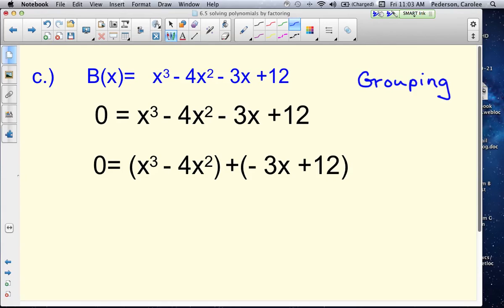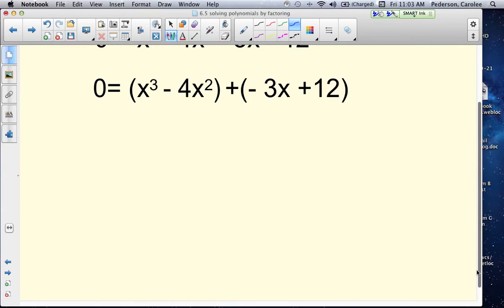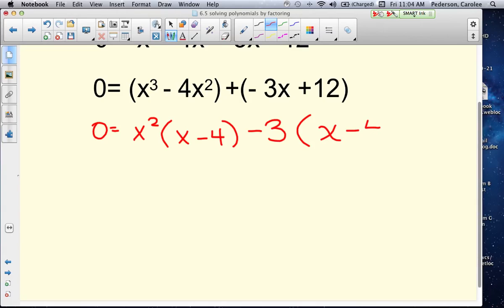Now see if you can find out what is the GCF of the first group. Well, you should have gotten x squared. So I'm going to divide out x squared. So what I'm left with is an x and then minus 4. In the second group, try and find the GCF of that group. You should have gotten negative 3. So I'm dividing out negative 3 from those 2 terms in the second parentheses. So I'm left with x minus 4.